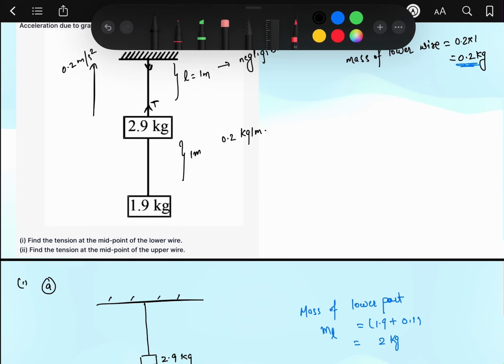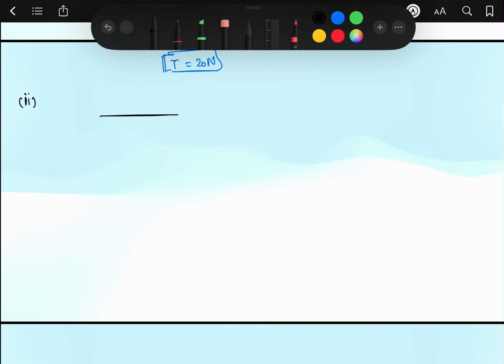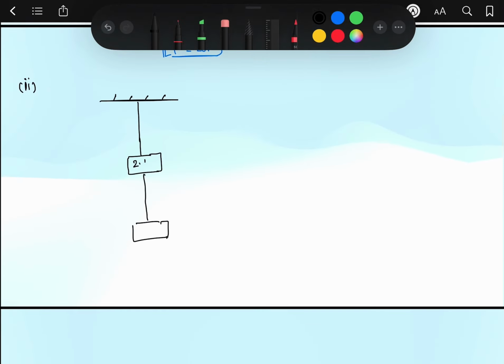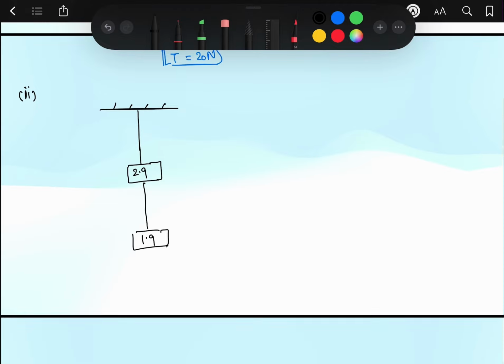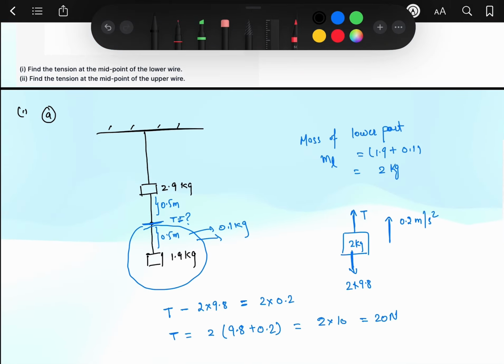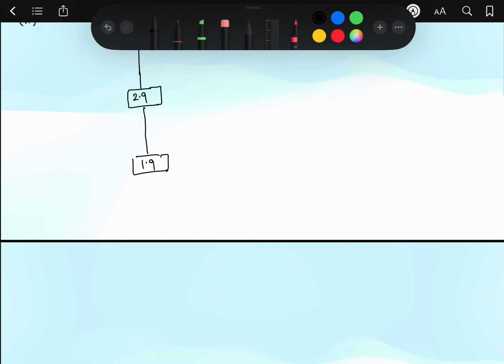So I will draw a diagram again. This is our rigid support here, and this is the upper wire. This is a mass m1, and let us suppose this is another mass. The masses of the bodies were 2.9 kg and 1.9 kg, and the mass of this lower wire was 0.2 kg, that we found here.